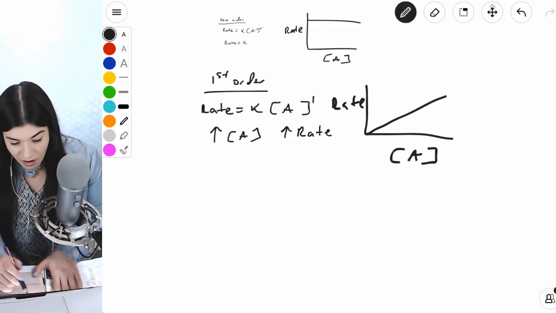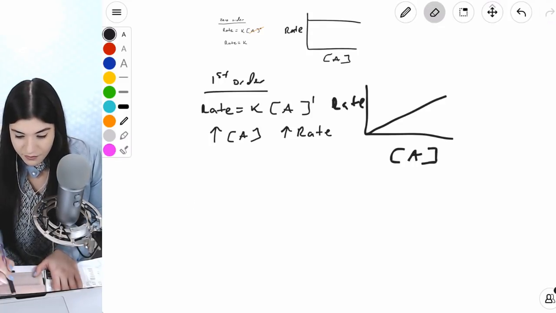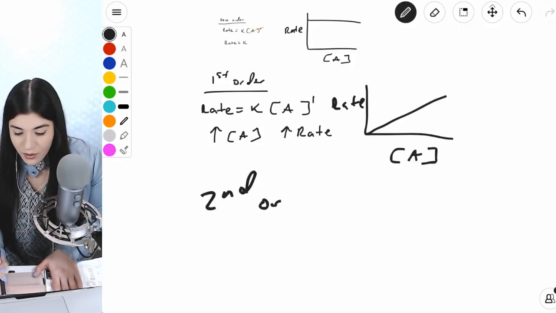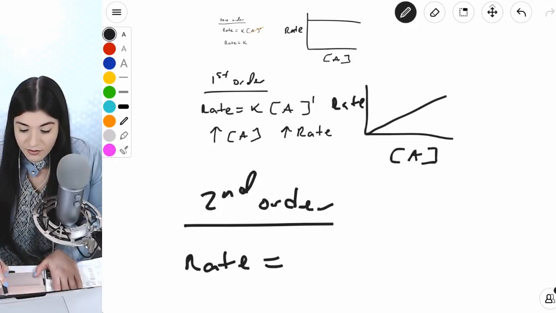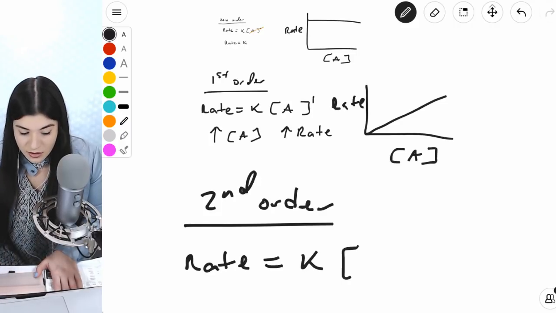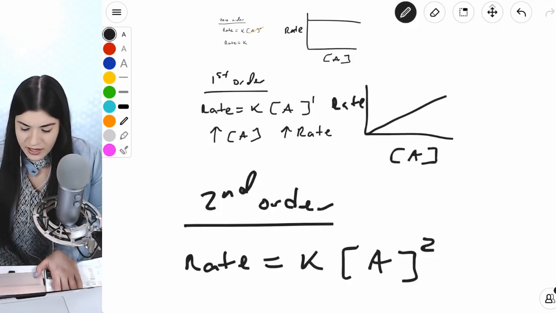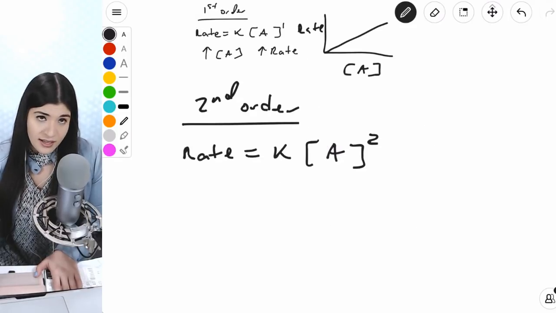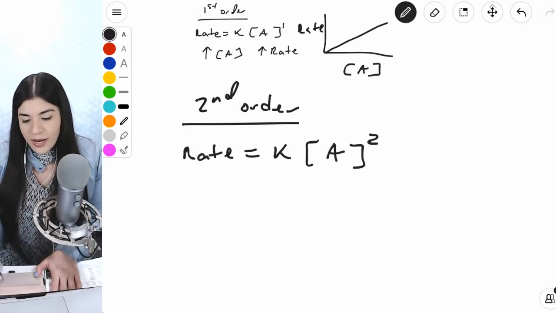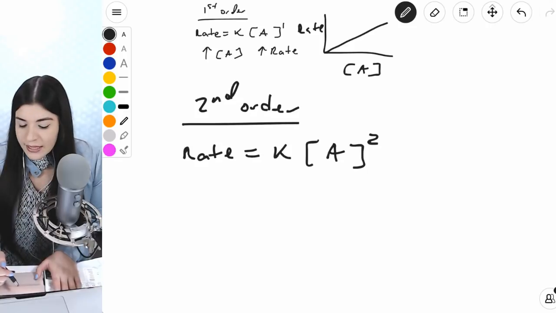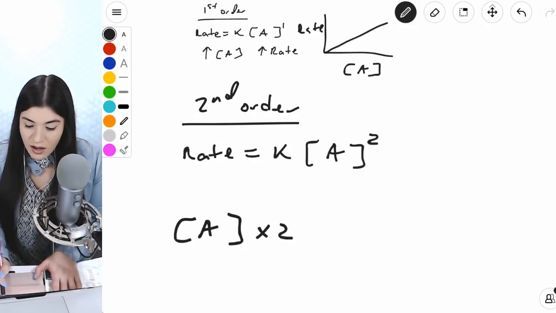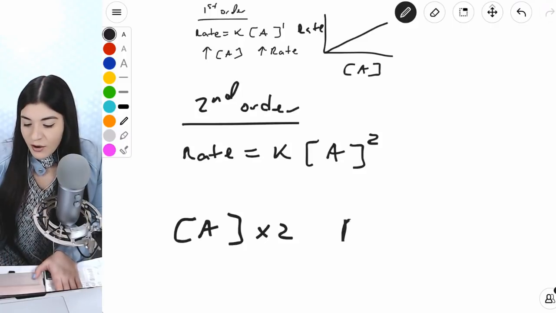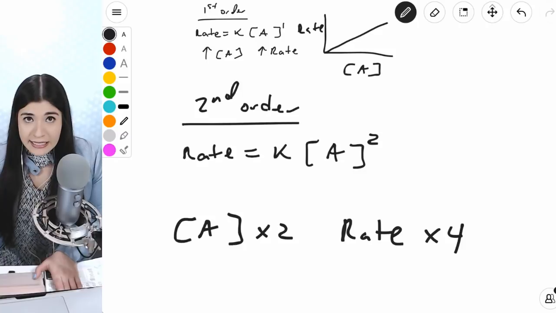And then next, our second order. Our second order is a tiny bit different, nothing too much. It's just increasing at a faster rate. So this is where we would have this sort of rate, which has a little 2, just signifying second order. And think of it this way: if we were to double the concentration of our reactant, then our rate will quadruple. That's the main thing to look at.